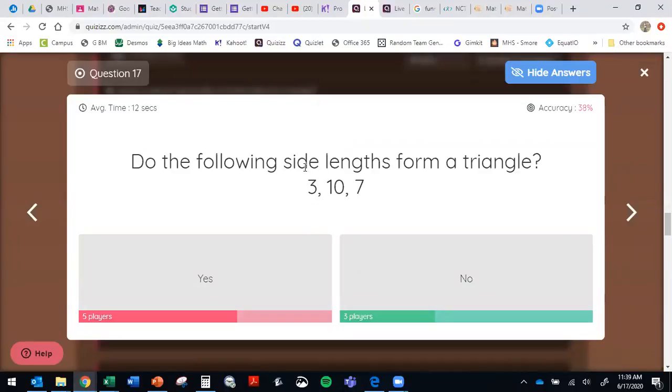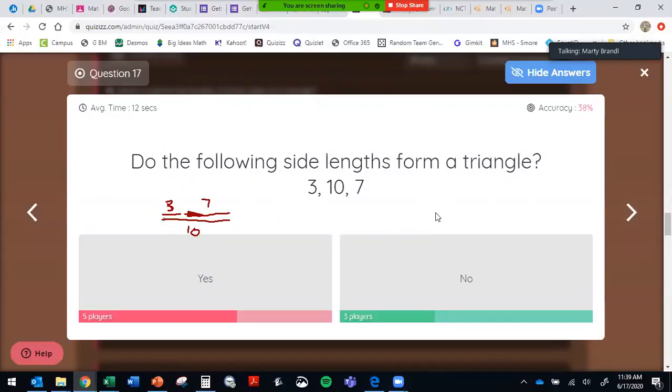Remember, in order for sides to form a triangle, any two of them added together have to be larger than the third side. The reason for that is, let's say we have this side, which is 10, and then we've got a part that's 3, and then a part that's 7, and I'm just laying them out here.